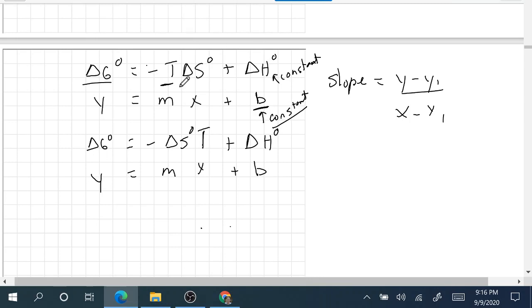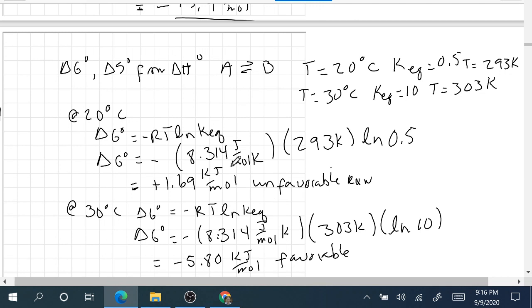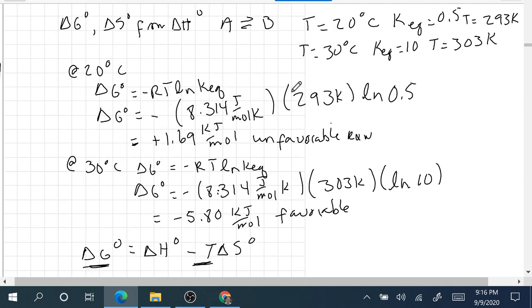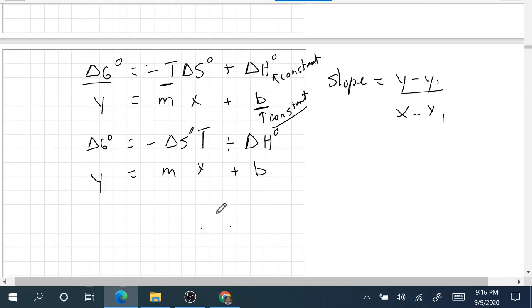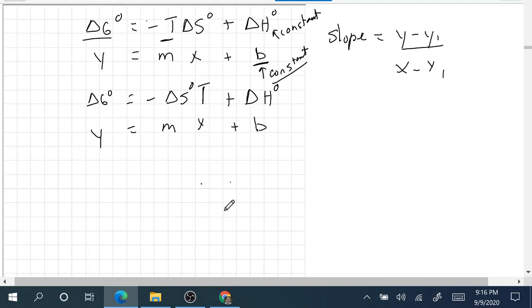So we actually have 2 points. Let's go back. So we have one point where we have 20 degrees C. Our delta G naught is 1.69. And at 30 degrees C, our delta G naught is negative 5.80. So we can use that for our Y's and our X's.